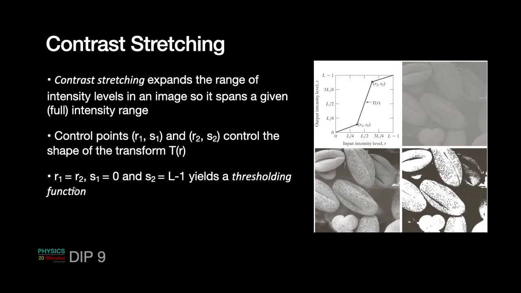That is what it means. R1 is equal to R2, and S1 is 0 and S2 is L minus 1. That means you bring this point to the ground and you take this point to the ceiling, then it is called thresholding. Everything below that R value will get a 0 and everything above that R value will get 1. So yes, this is the contrast stretching and this is the thresholded diagram.